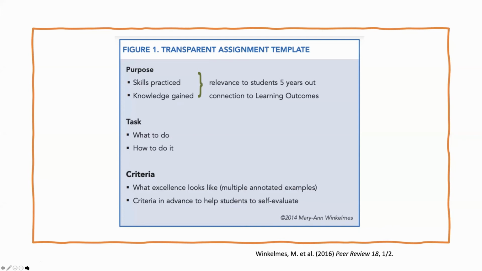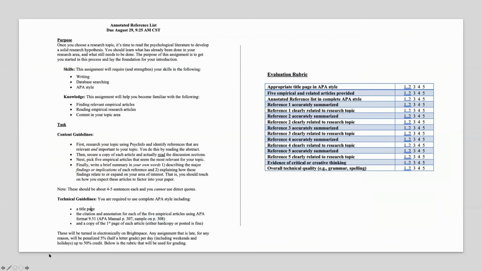This is transparency. And here I'm just going to show you an example from my research methods course that I moved. It used to be a couple of paragraphs that just kind of talked about doing this annotated reference list, and now I've followed that template, right? I've got the purpose, the skills they're going to get, the knowledge, and the tasks, this is exactly what you should do. Because it's a research methods class, I've divided mine into content guidelines and technical guidelines. And then I've got the rubric, so they can grade it before they turn it in.